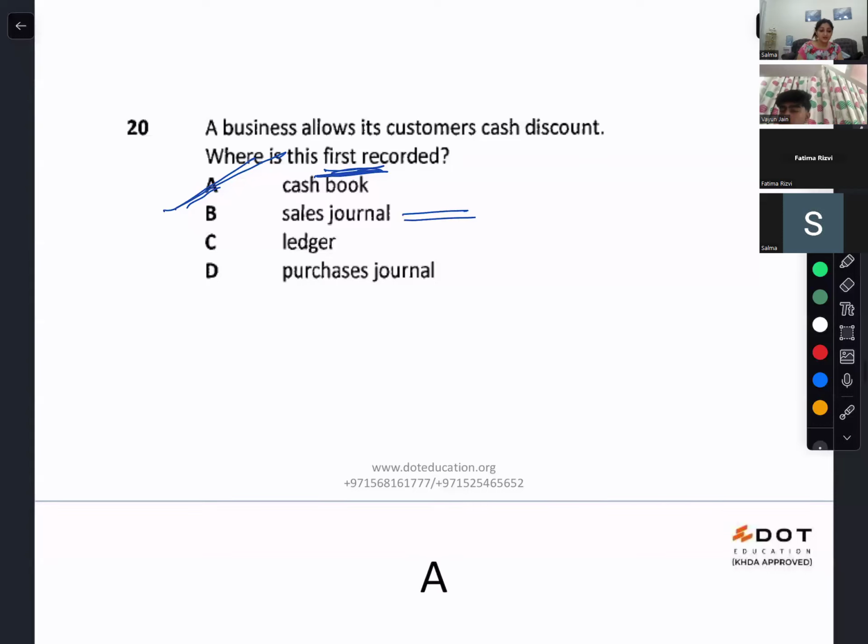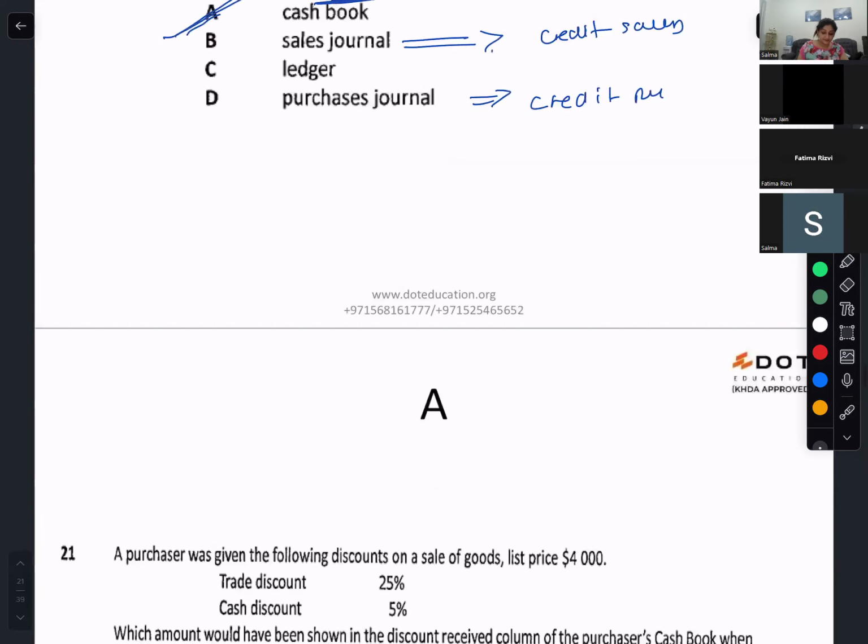What does a sales journal record? It records transactions with customers and trade receivables. But what does it record? Credit sales. What does a purchase journal record? Credit purchases. Come on, let's move ahead.